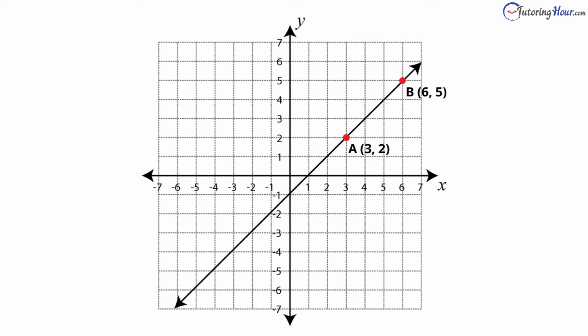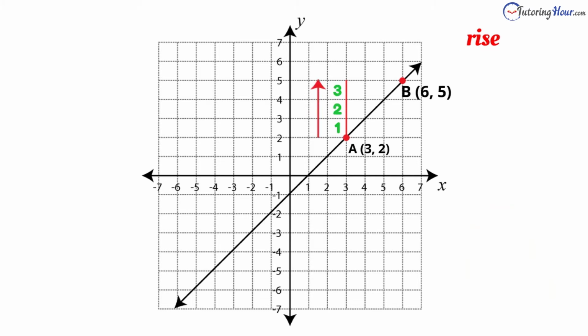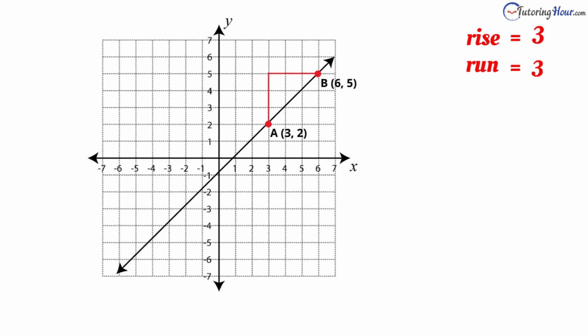Starting at point A, we'll move up vertically until we are in line with the point B. The vertical change in y is called the rise. It is important to pay attention to the direction we move. Since we had to move up 3 units to be in line with point B, the rise is a positive 3 units. From here, we'll move horizontally towards the right until we reach point B. This is known as the run. Moving toward the right indicates the run is positive. We have our run, or change in x, which is a positive 3 units.